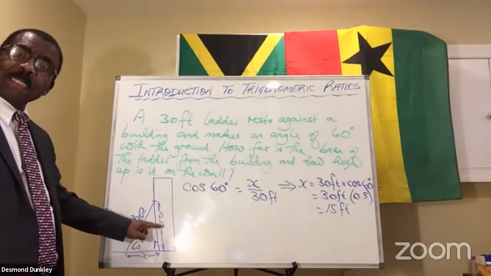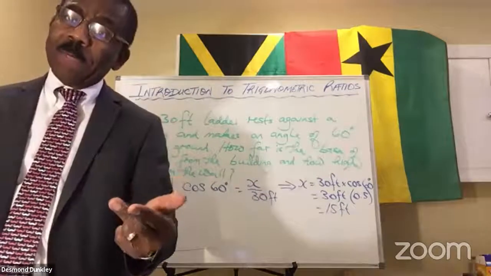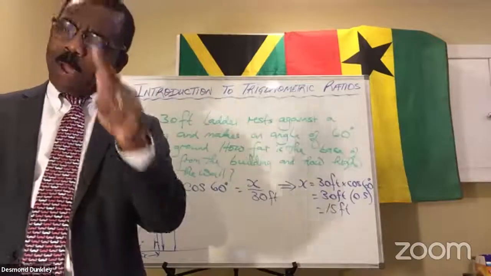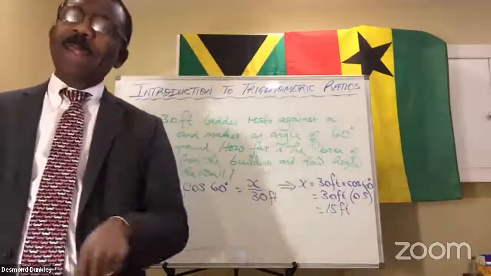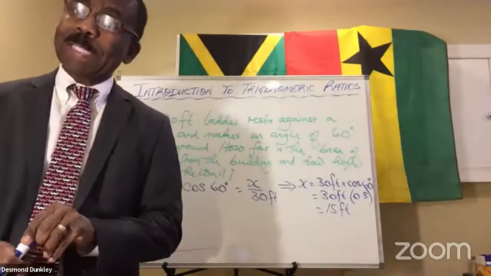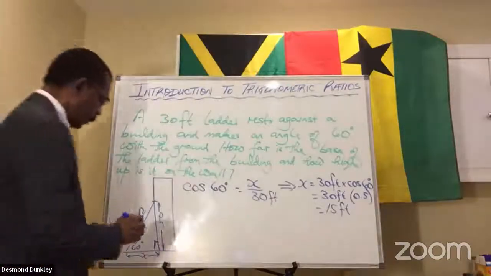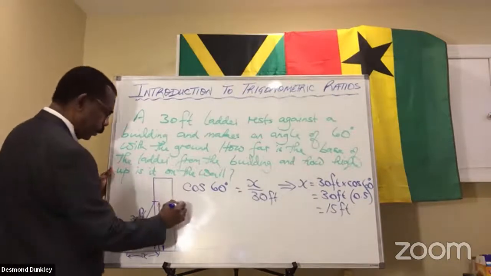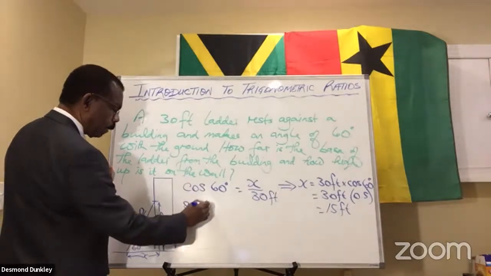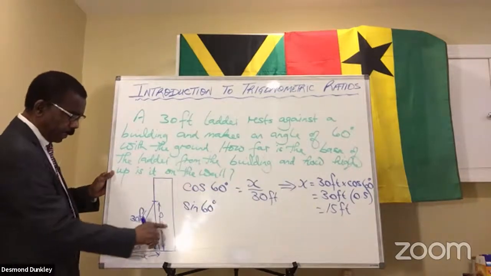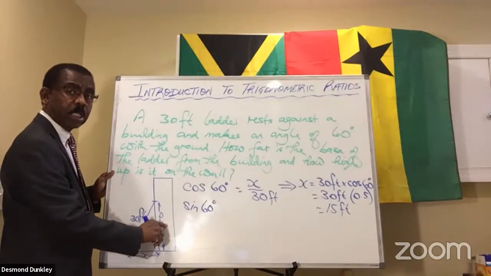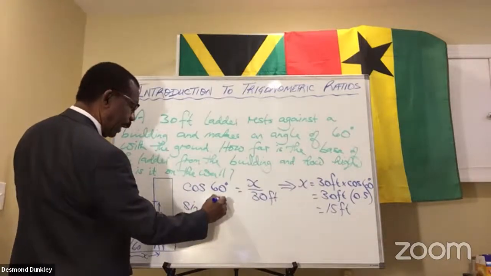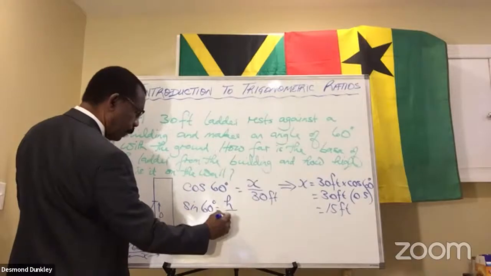You could find the missing side by using the Pythagorean theorem, because you now have two sides of a right triangle. So why not? Let's find it using trigonometry, and then later on, let's go back in and use the Pythagorean theorem and see if we have the same answer. How about that? Okay, so trigonometry. This is the opposite, this is the hypotenuse. So sine of 60 degrees, sine is opposite over hypotenuse, SOH CAH TOA. So it's equal to h over 30.